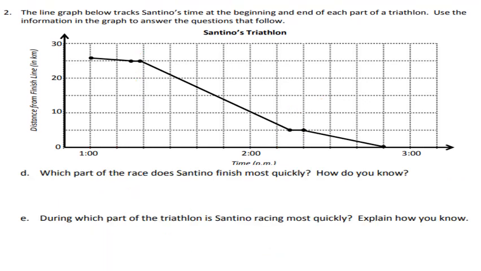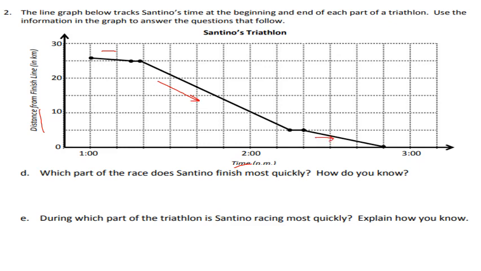Okay, on D, which part of the race does Santino finish most quickly? How do you know? Well, since this is distance over here and this is time, we're looking for a sharp decrease, okay? Now I can see here, this period right here, which we can see it's not that steep. This part here is a lot steeper than this part here.